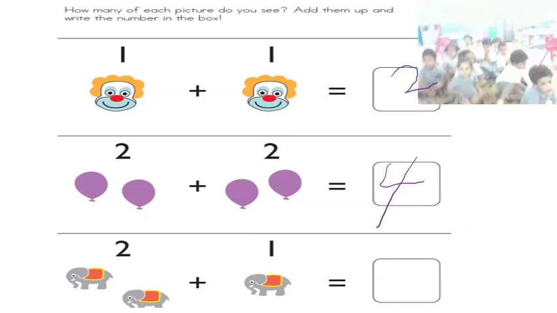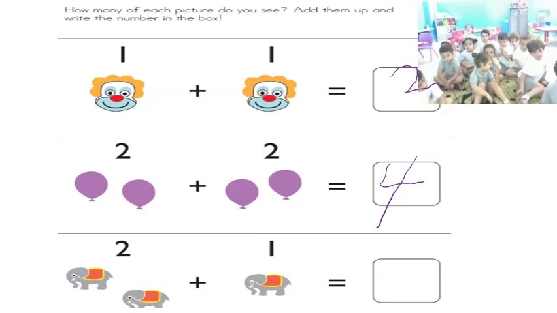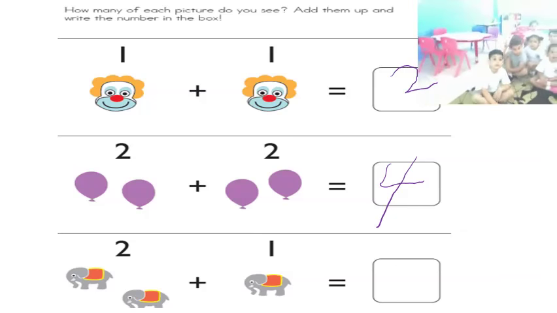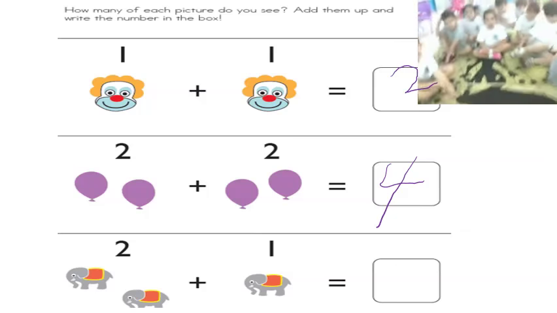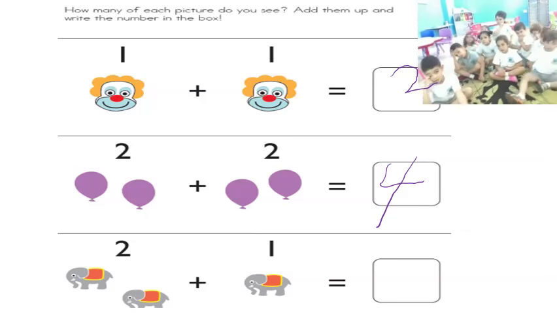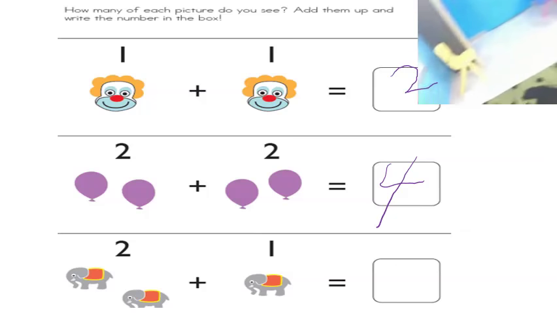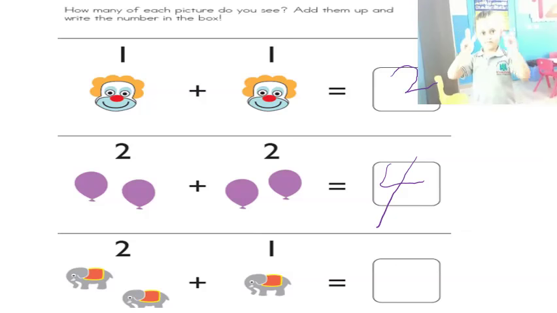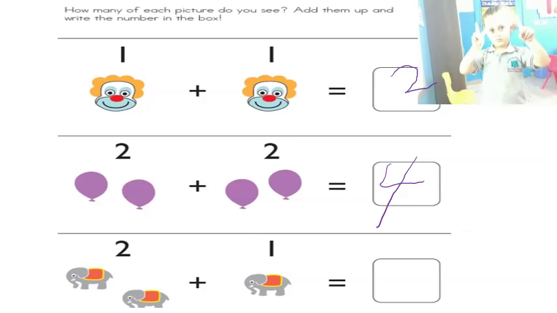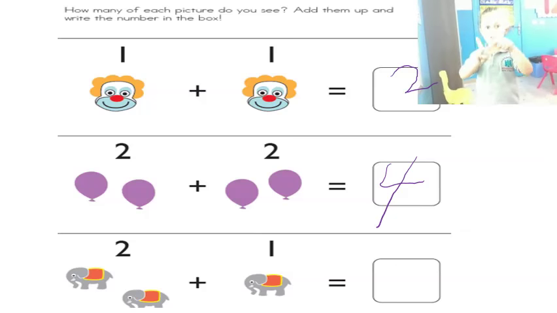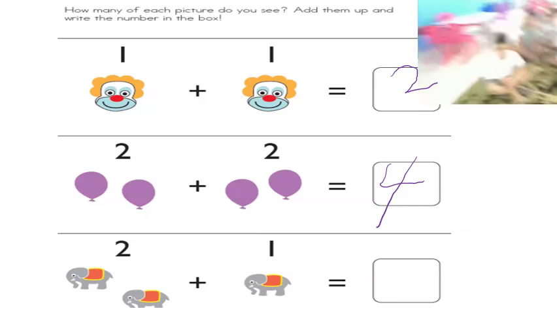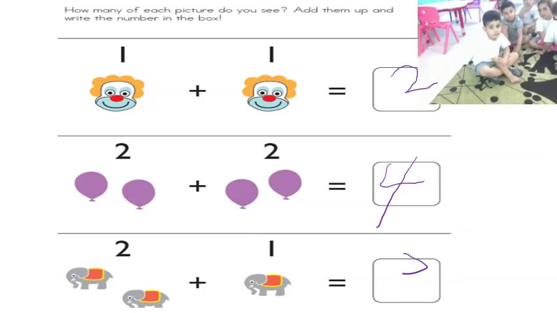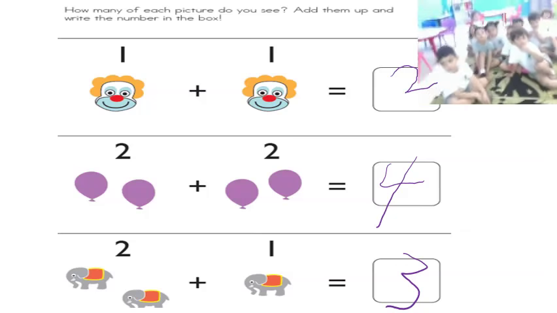We still have the last one. Who wants to come? Ren, come. Stand here. Ren, we have 2 elephants here and 1 elephant here, okay? If we want to add them, what do we do? Show me 2 on one hand and 1 on the second hand. Okay, can you count them together? 1, 2, 3. If we add 2 plus 1, what do we have? 3. Can you write it? Good, Ren. Thank you.